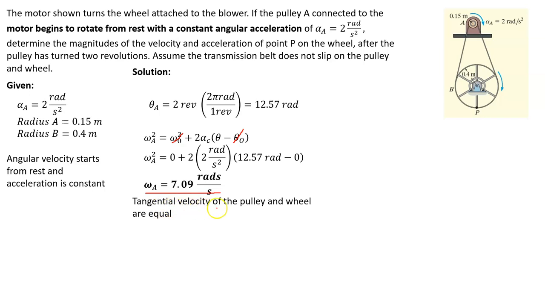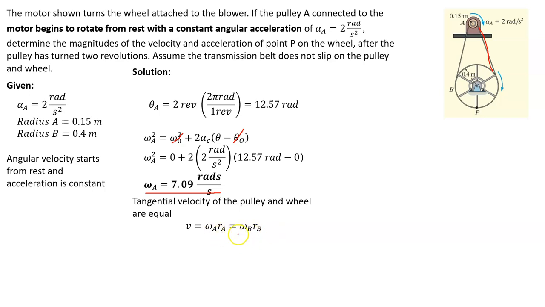Now, the tangential velocity of the pulley and the wheel are equal. They have the same tangential velocity based on this belt. So the tangential velocity is going to be the same, even though our angular velocities are going to be different based on the two radii. If you remember that equation, our tangential velocity is equal to omega, our angular velocity, times the radius of A, which is the same as our angular velocity of B times our radius of B.